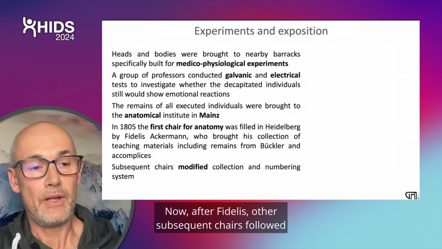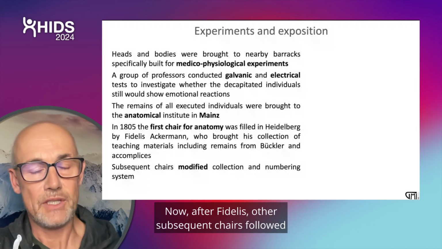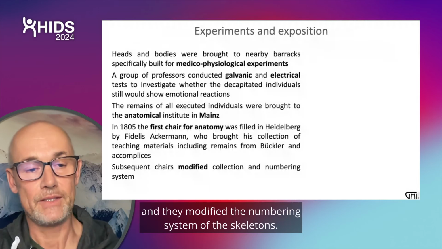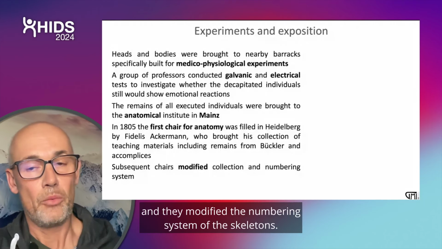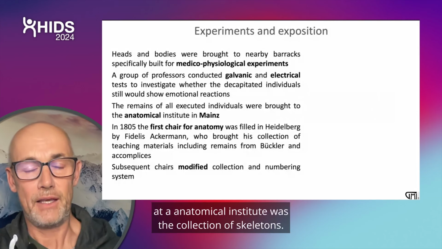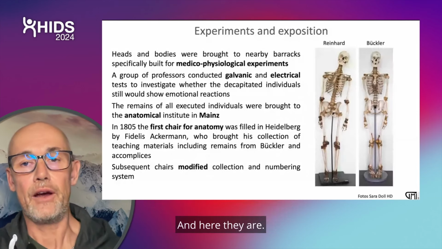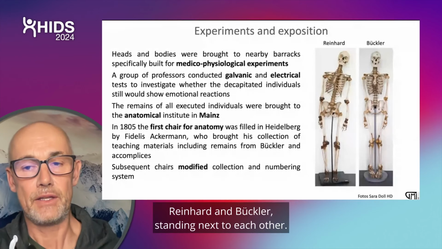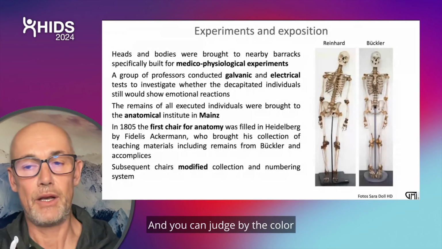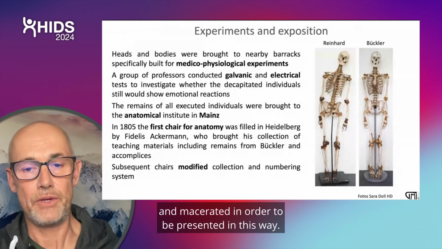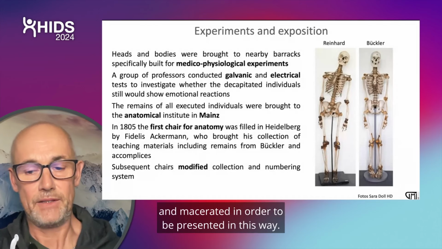Now, after Fidelis, other subsequent chairs followed, and they modified the collection and they modified the numbering system of the skeletons. We need to remember at this time, the most important thing at an anatomical institute was the collection of skeletons. And here they are. Here are the two skeletons of the two individuals, Reinhardt and Bückler, standing next to each other, and you can judge by the color that these bones have severely been cleaned and macerated in order to be presented in this way.